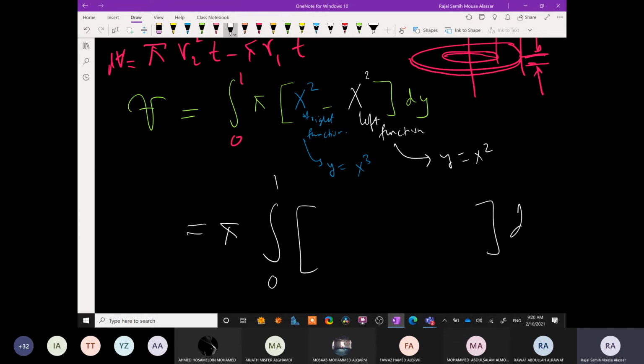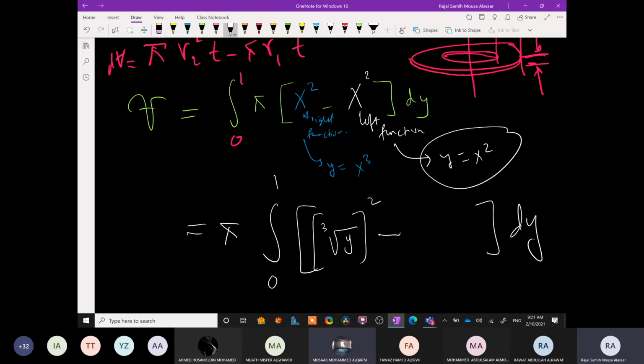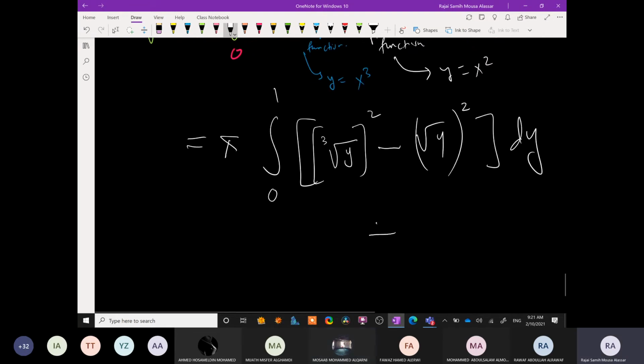Now I'm integrating with respect to x or y here, Yashon? Y. So everything must change into y. So look at this x squared of this function. What is this x here? It is the cube root of y, isn't it? And then there's a square, we're taking x squared. Minus, what is x here? The square root of y, and then we take it squared also. If you do this, then you get pi over 10.